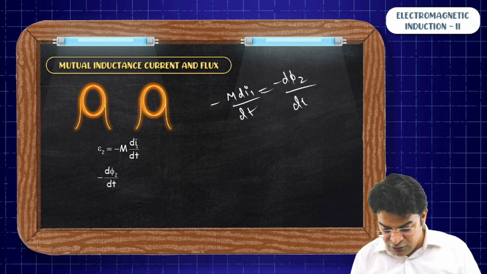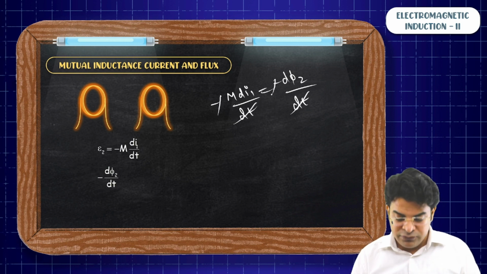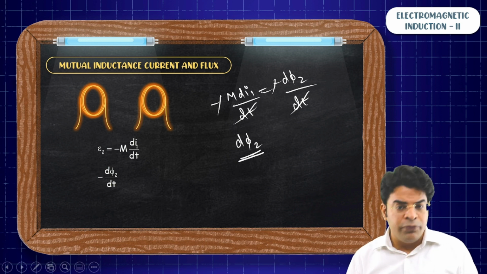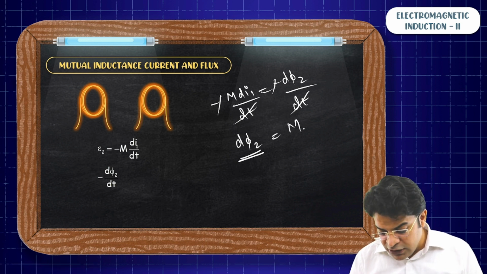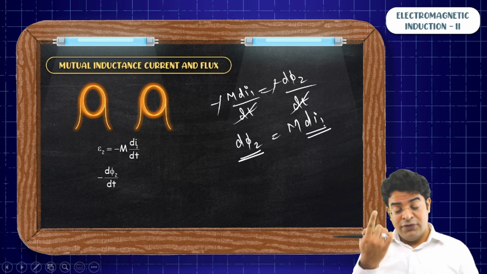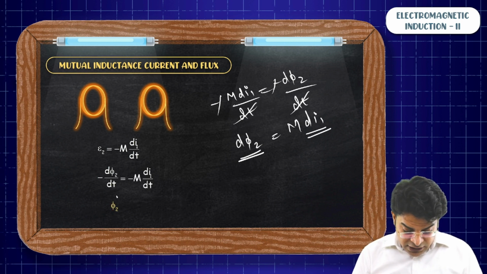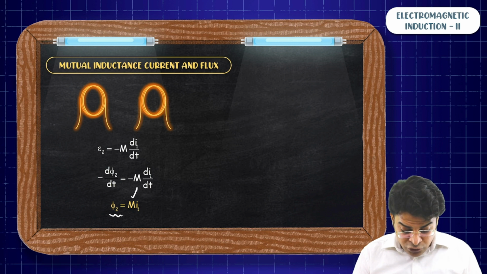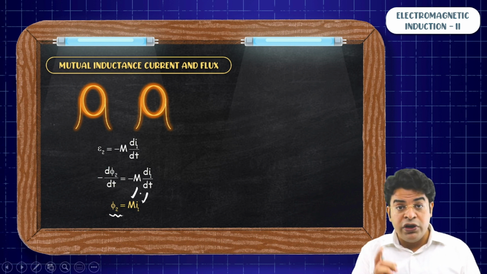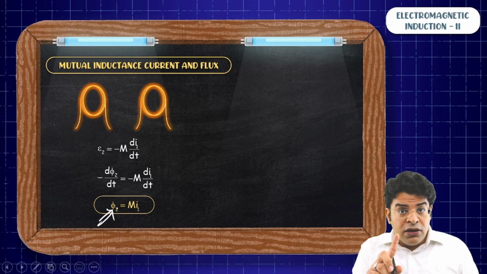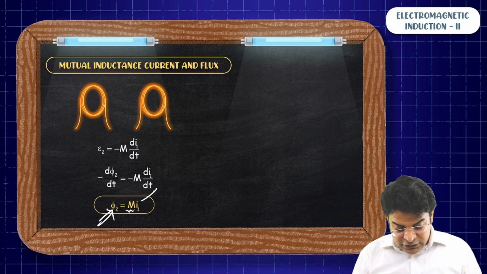Now if minus M di1 by dt equals minus d phi 2 by dt, first of all cancel out this dt and the minus signs. So we say that the infinitely small change in the flux in the second coil equals the mutual inductance times the infinitely small change in the current in the first coil. So on cancelling out, phi 2 equals M i1. The flux linked with the second coil equals the mutual inductance times the current flowing in the first coil. Once more, the flux linked with the second coil equals the mutual inductance times the current flowing in the first coil.